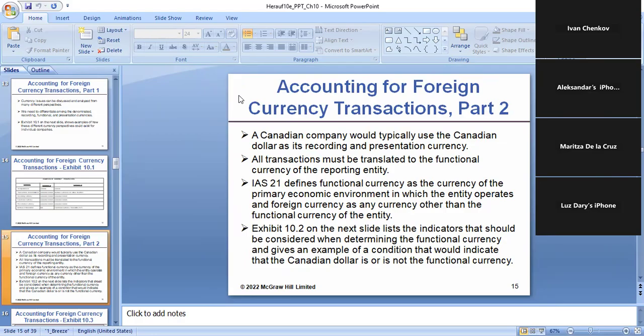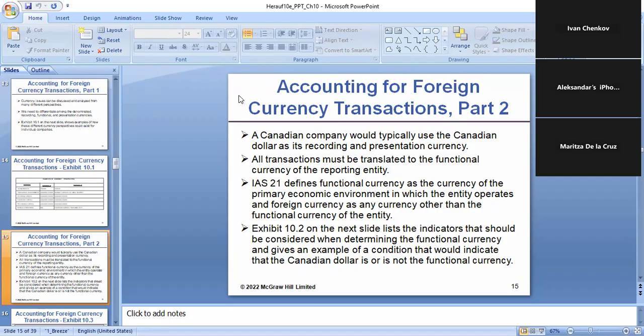Now, the Canadian company is typically going to use the Canadian dollar as a recording and presentation currency. All transactions must be translated to the functional currency of the reporting entity. International Accounting Standard 21 defines functional currency, and the functional currency is the currency of the primary economic environment in which the entity operates. And foreign currency is any currency other than the functional currency.